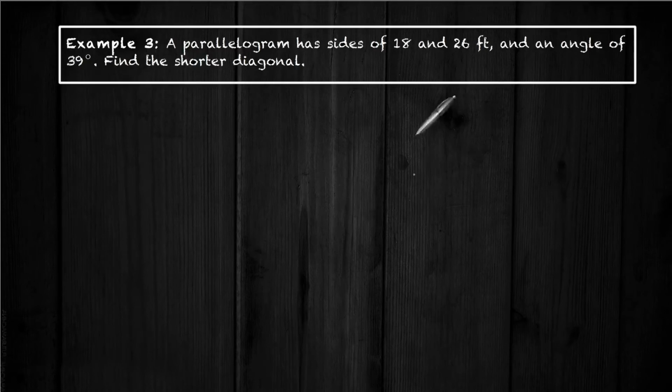All right, in this next example, we have a parallelogram that has sides of 18, 26, and an angle of 39, and we want to find the shorter diagonal. So we'll draw a nice parallelogram here, and take that over here.